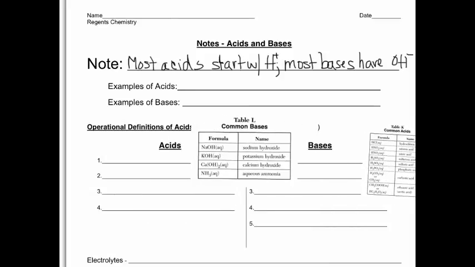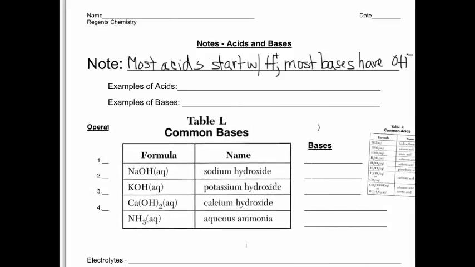I also wanted to show you Table L, which has some examples of common bases. We just said that they usually have an OH in them, and you can see that in the first three. Pretty obviously have the OH in them. This last one, though, the NH3, aqueous ammonia, is also a base, even though it doesn't have OH. And we'll talk about what that does to our definitions of acids and bases a little later.